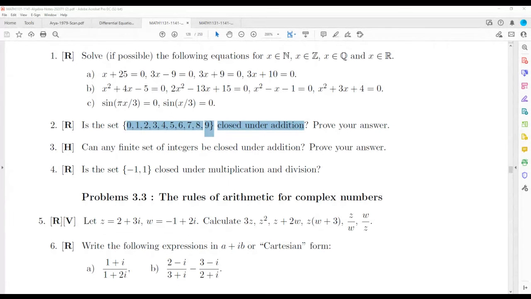Shakira, what do you think? Do you think it's closed under addition? Let me know in the chat. Shakira, hello? Are you there? Let me know if you're there.